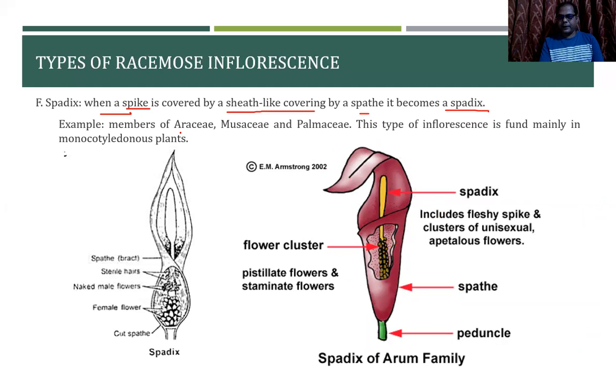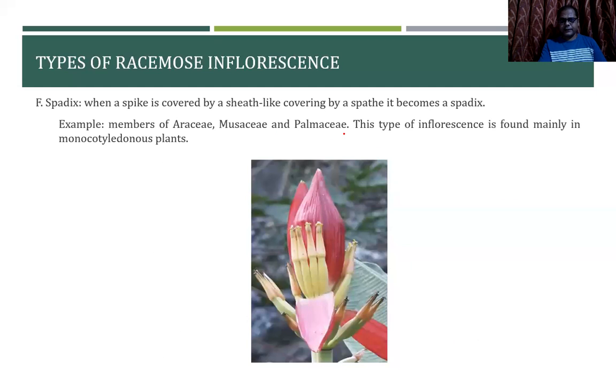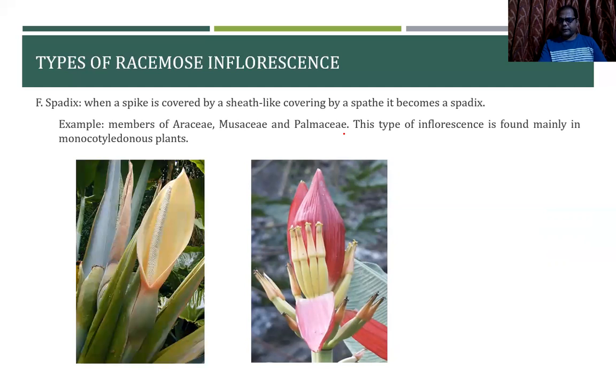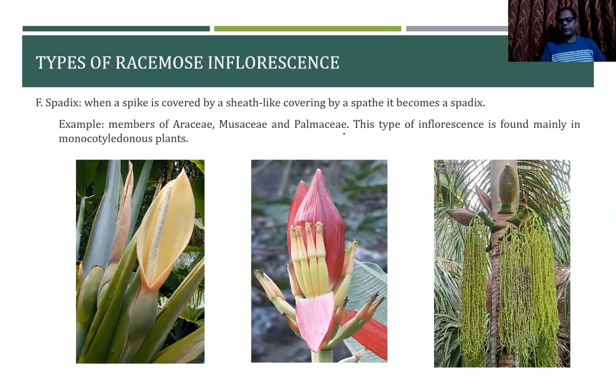Now this spadic form is seen in Araceae, Musaceae and Palmae. Okay, let's see the diagrams here. Examples are the members of the Musaceae and Palmae, and also seen in many others. These are basically seen in monocotyledonous flowers. If you see the structure of the banana flower, we have got a leathery structure that covers the spike inflorescence. There is no pedicel formation here. This is the important characteristic of the spadic inflorescence.